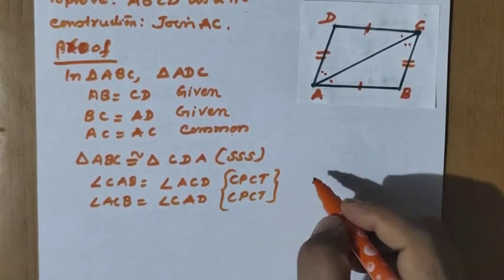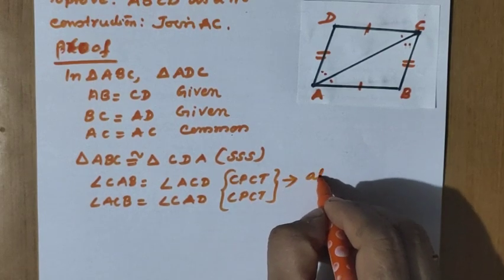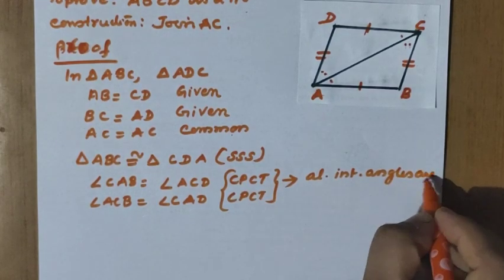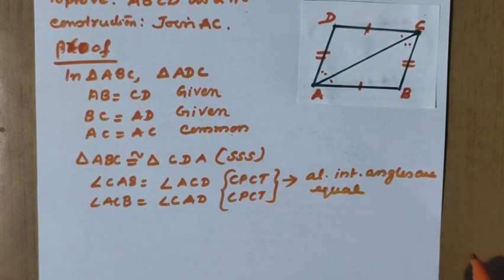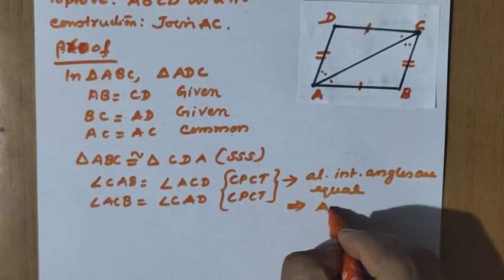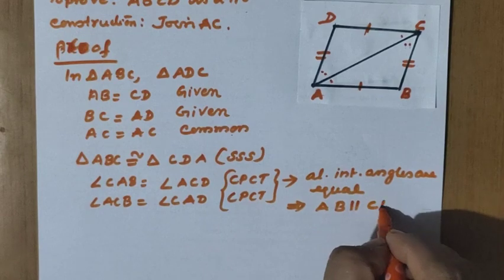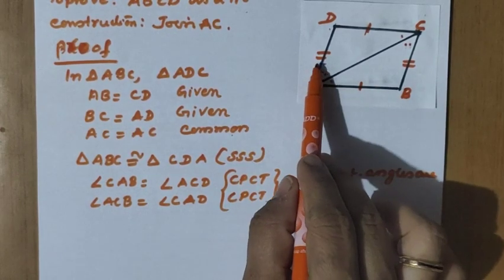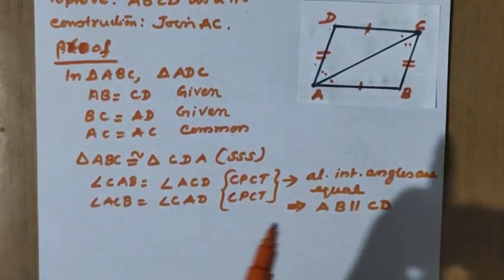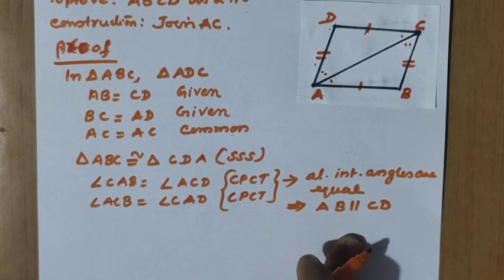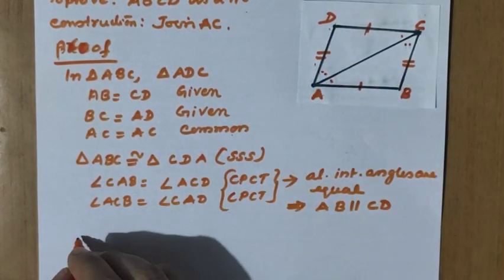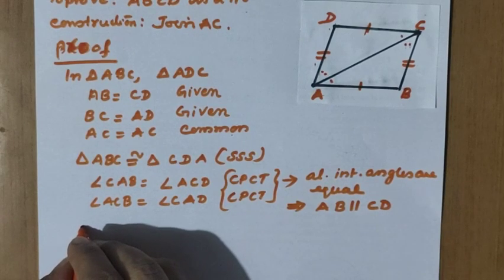Now from these two CPCT, what is the conclusion we can write? Alternate interior angles are equal. So which lines are parallel? AB parallel to CD. Right? Now similarly we can join BD and we can prove that AD parallel to BC. We are doing only one proof, so we got one pair of opposite sides parallel. Now for the other side we have to join BD and prove that AD and BC are parallel.